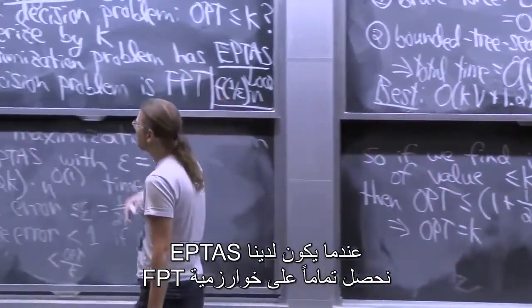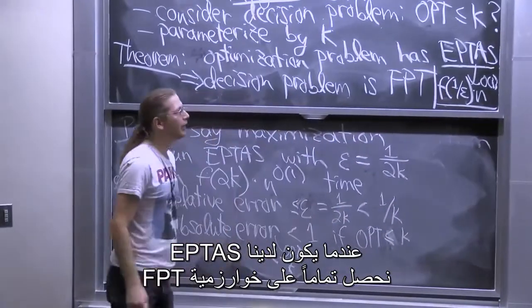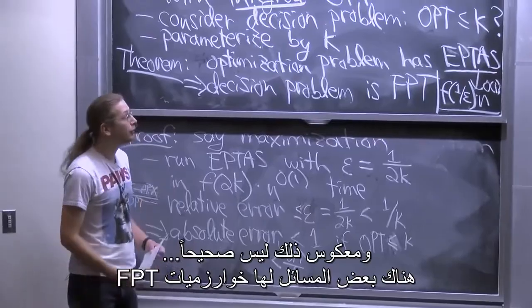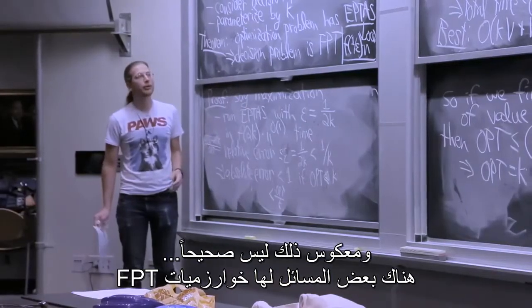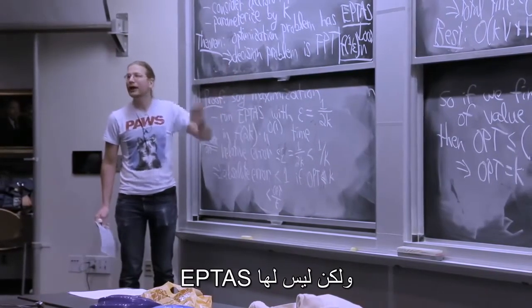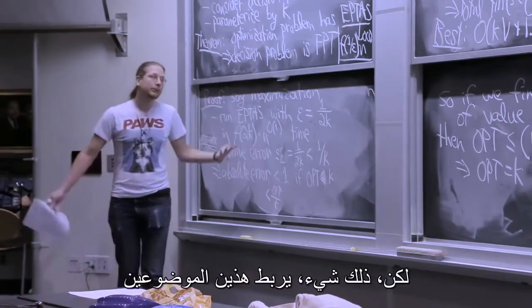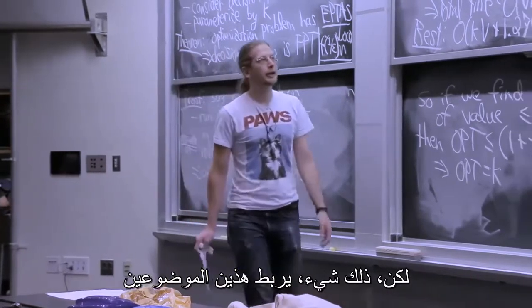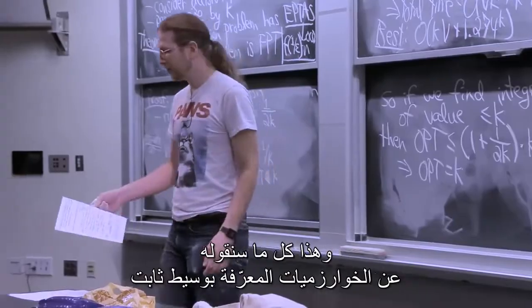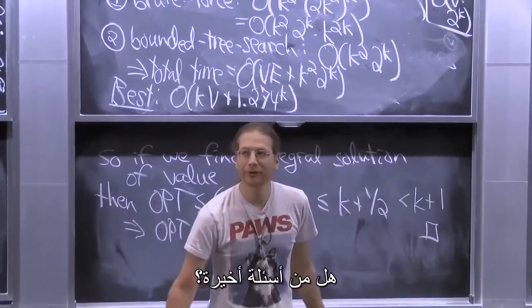So when we have an EPTAS, we exactly get an FPT algorithm, and the reverse does not hold. There are some problems that have FPT algorithms but do not have EPTASes. But it's something, and it connects these two fields. And that's all we'll say about fixed parameter algorithms.